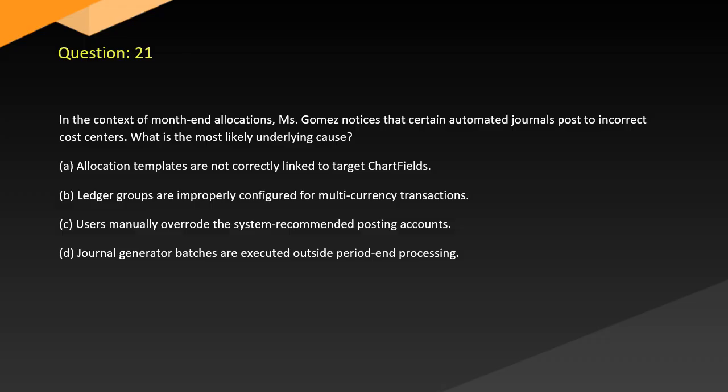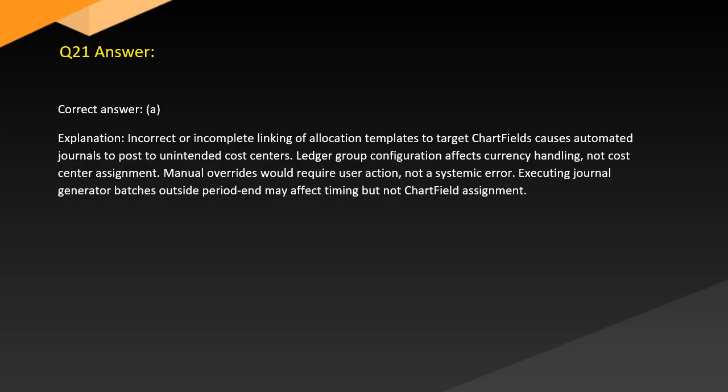A. Allocation templates are not correctly linked to target chart fields. B. Ledger groups are improperly configured for multi-currency transactions. C. Users manually overrode the system-recommended posting accounts. D. Journal generator batches are executed outside period-end processing. Answer. Correct answer. A. Explanation. Incorrect or incomplete linking of allocation templates to target chart fields causes automated journals to post to unintended cost centers.